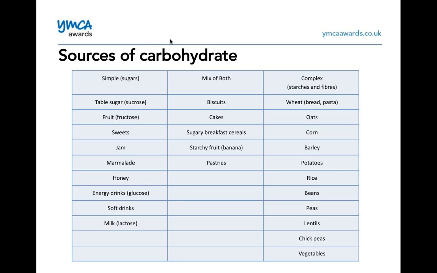Whereas a mixture of both would be stuff like cakes, biscuits, pastries, sugary breakfast cereals. But the starch and fibres, so our complex carbs, are going to be found in oats, corn, barley, potatoes, rice, beans, lentils, chickpeas and vegetables. So the complex carbs are the ones you want in your diet.